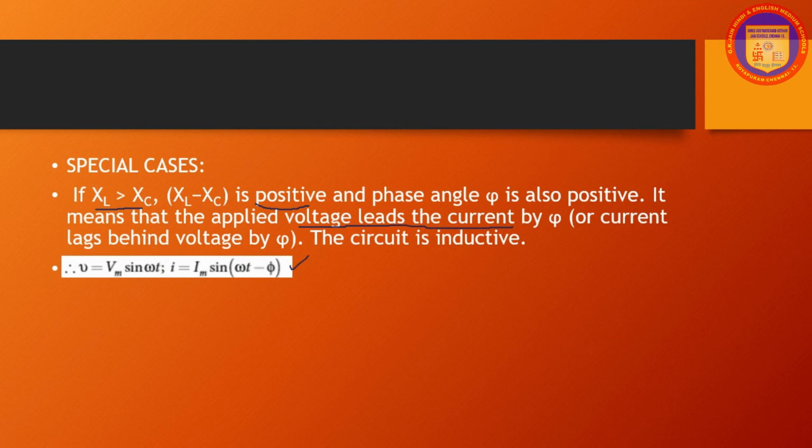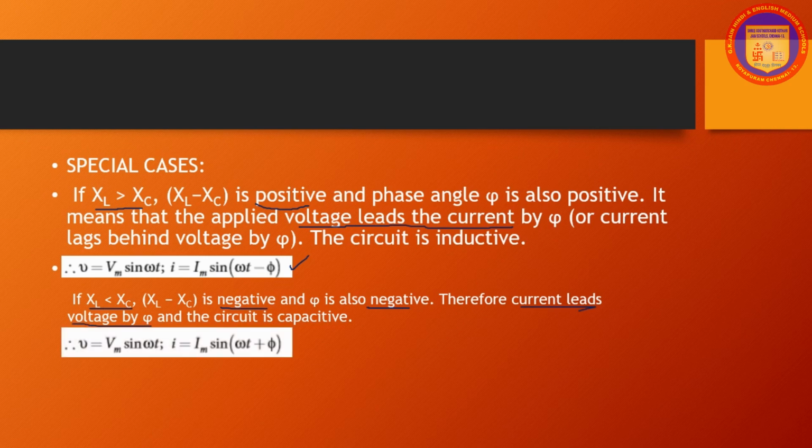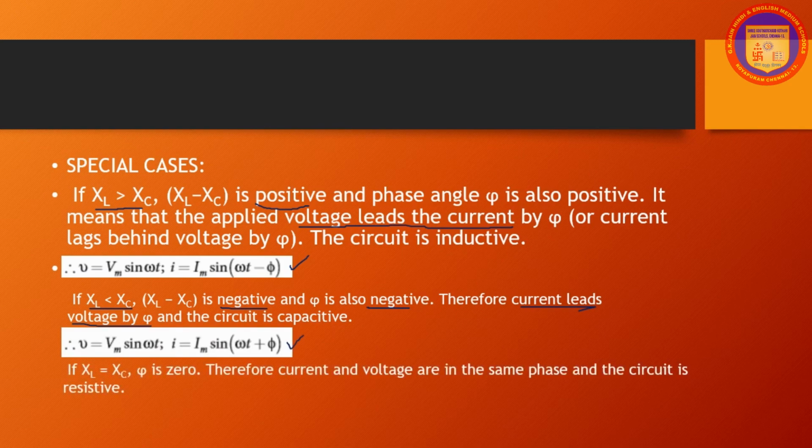If XL is less than XC, XL minus XC is negative and phi is also negative. So the current leads voltage by phi and the circuit is capacitive. So V is equal to Vm sin omega t, I is equal to Im sin omega t plus phi. If XL is equal to XC, phi is 0. Therefore, the current and voltage are in the same phase and the circuit is resistive. So V is equal to Vm sin omega t, I is equal to Im sin omega t.